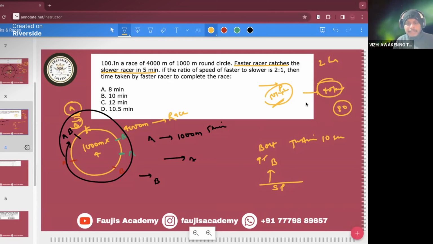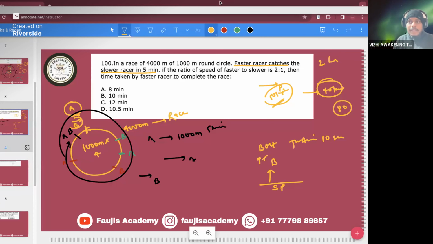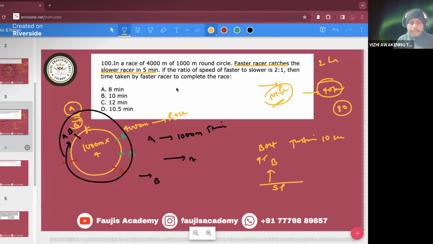Yes or no, guys? So over here, they are saying that the faster racer catches the slower racer in 5 minutes. That means the faster racer closed this gap of 1000 meters in 5 minutes, which means what? That's their comparative speed, that's their relative speed. This is what Harita mentioned. Right, guys? So far, did you understand?